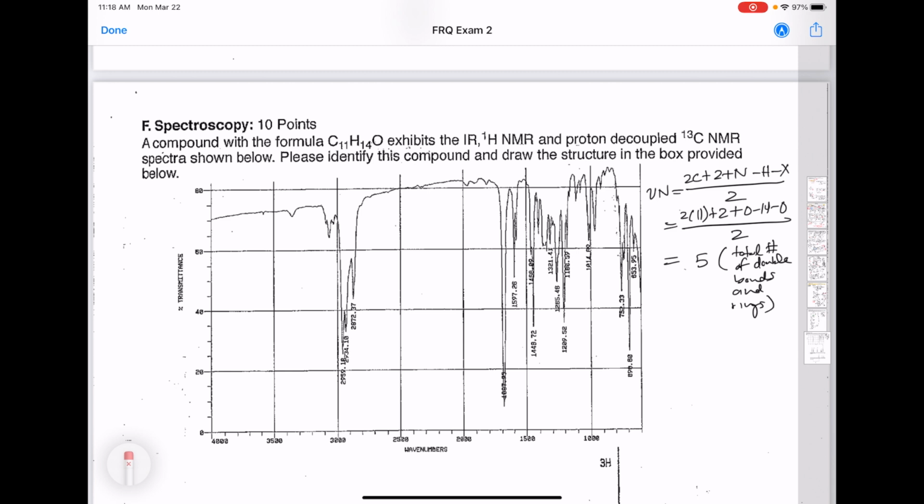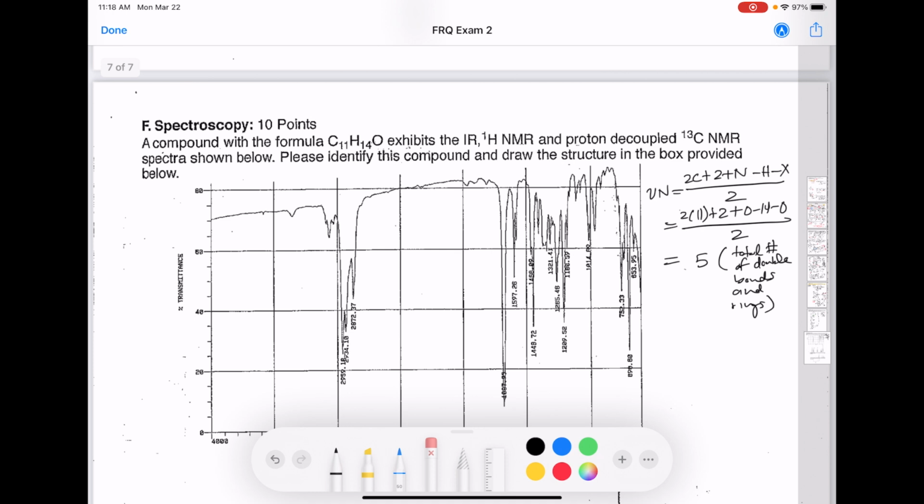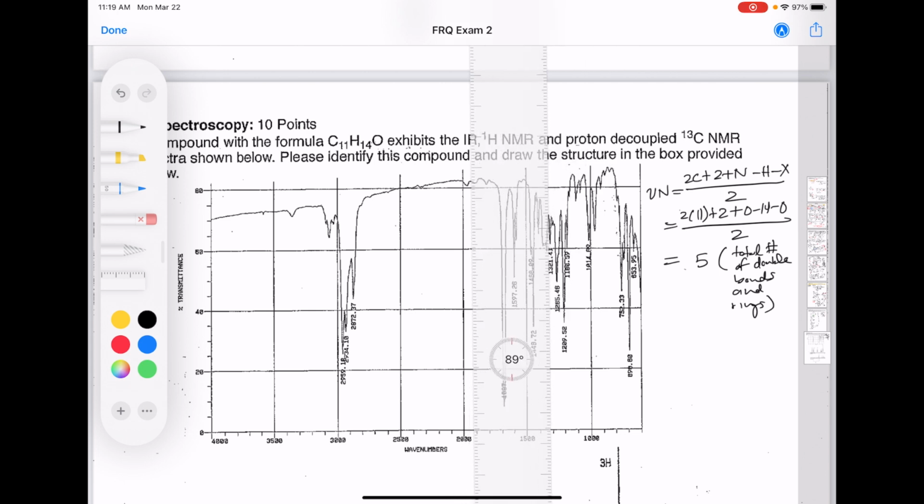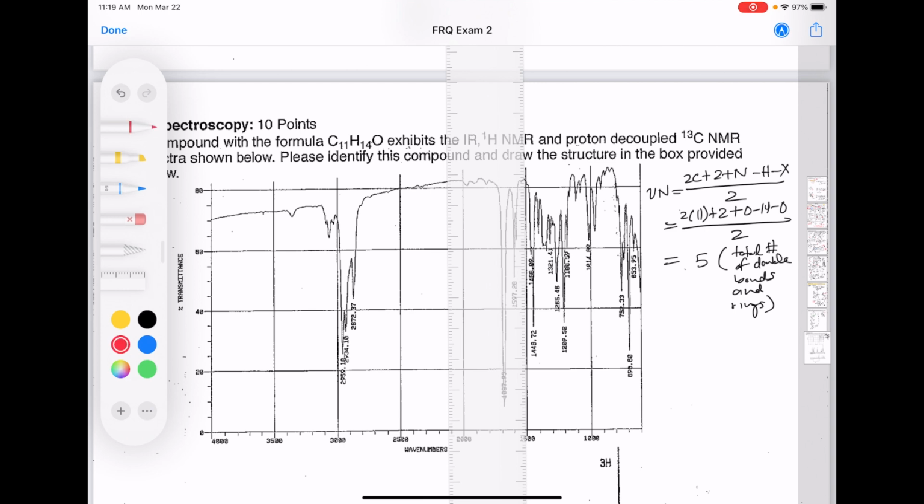So let's dive right in and look at the IR spectrum first. Just to make my life a little easier, I'm going to block out the fingerprint region. You can say that's around 1500 wave numbers. So let me just block it out so we don't have to focus on that.